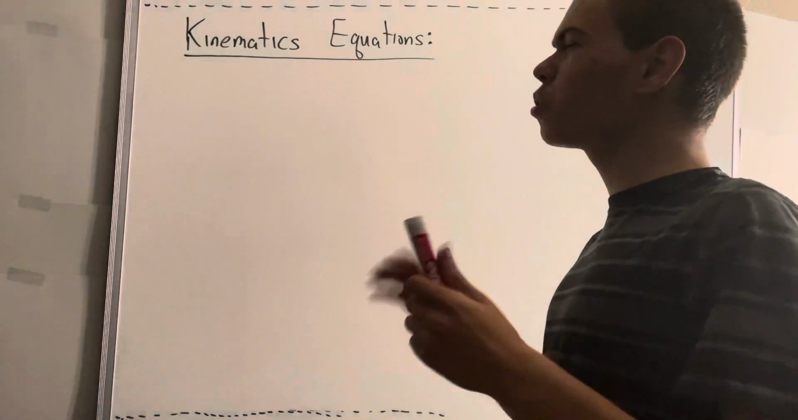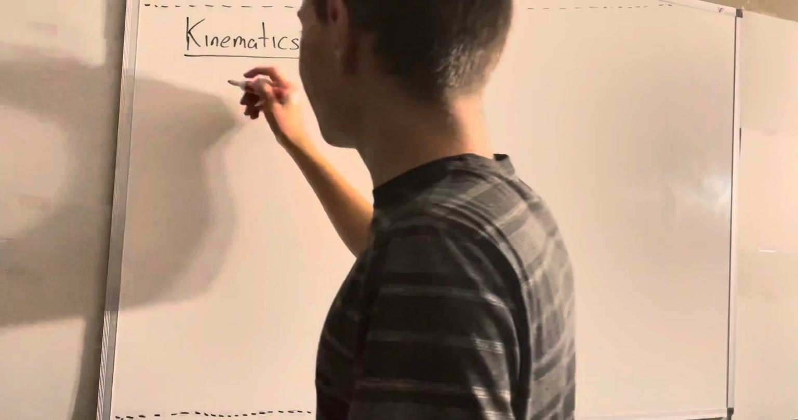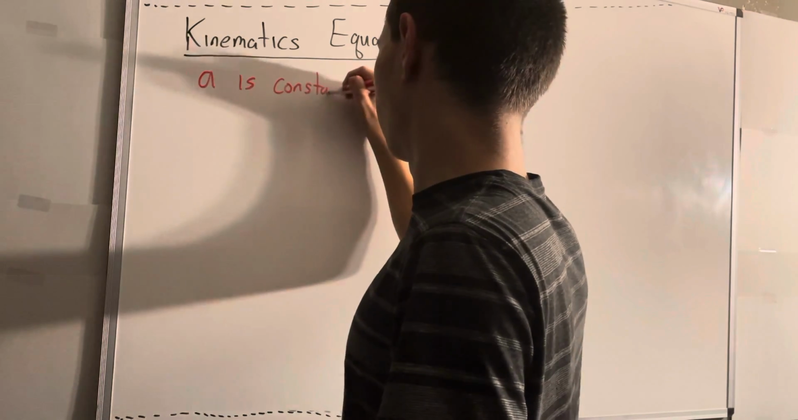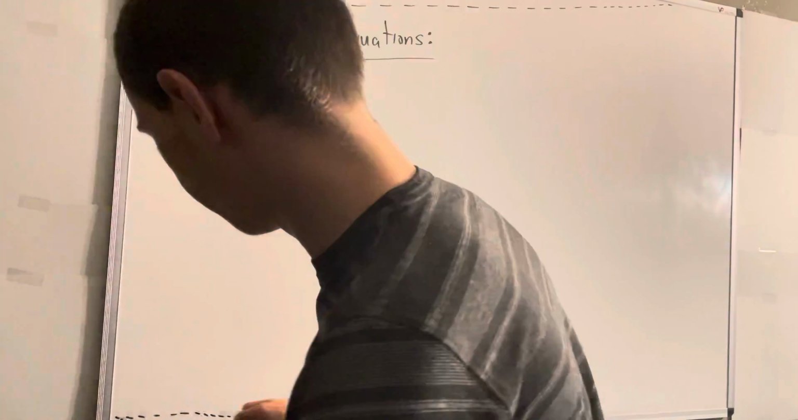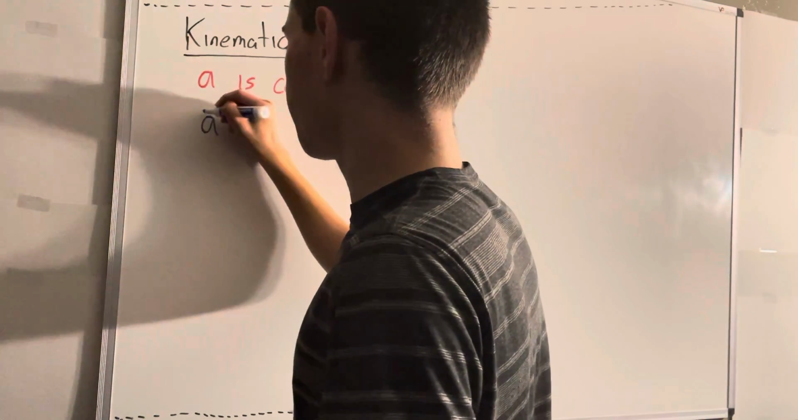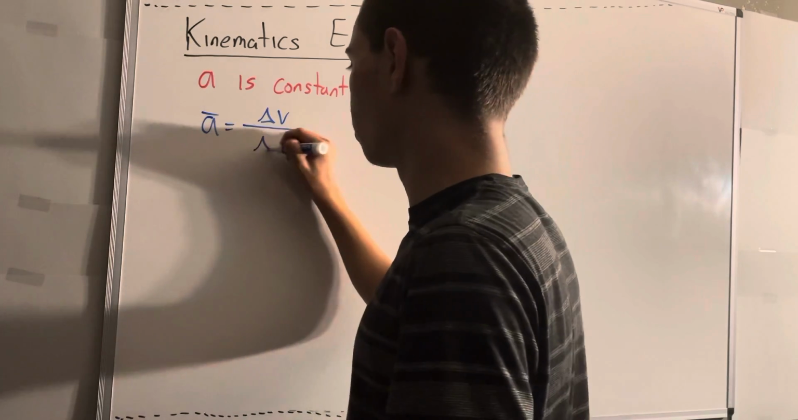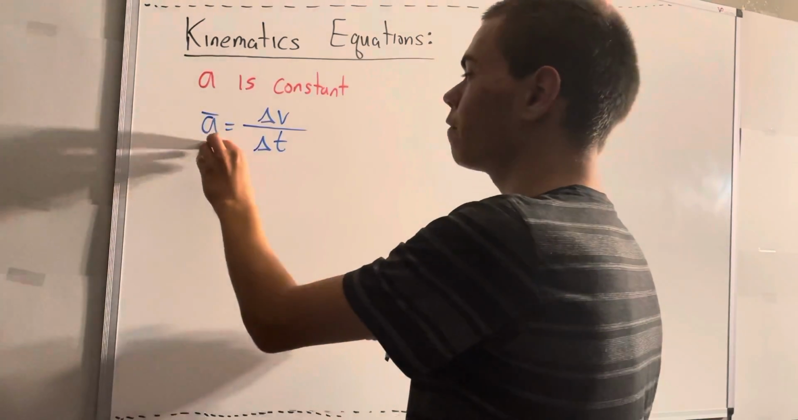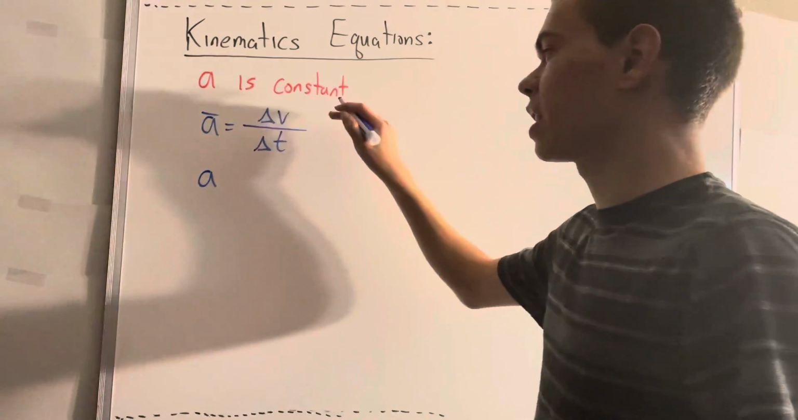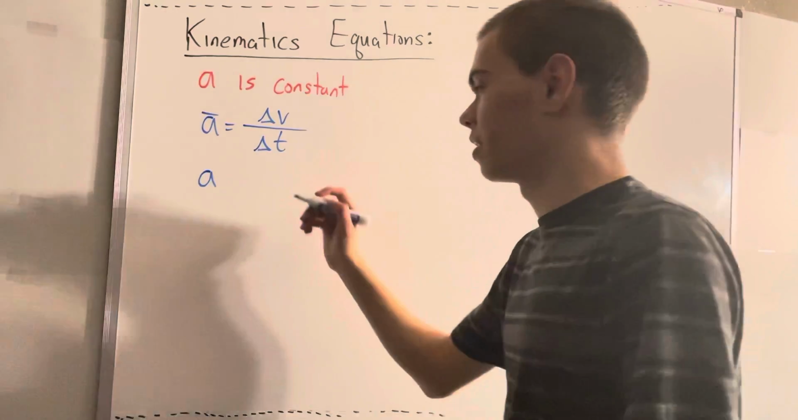In this video, we're going to derive the kinematics equations. Now, the kinematics equations are based on the idea that the acceleration of an object is constant. Meaning, we know that the average acceleration of an object is really just the total change in its velocity divided by the total change in time. Well, the average acceleration is really just the acceleration itself, because the acceleration is constant, then the average acceleration has to be the same as the actual acceleration, right?